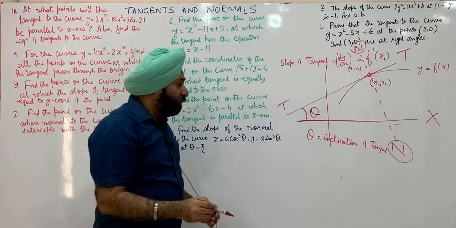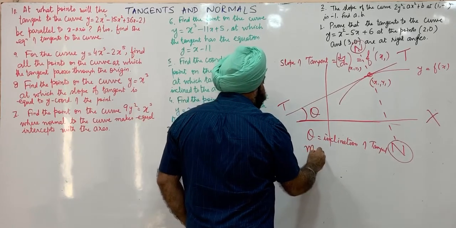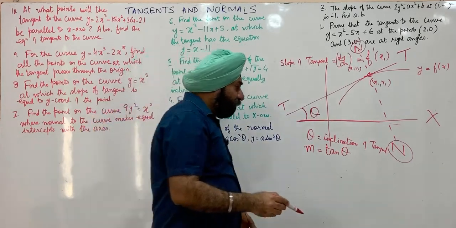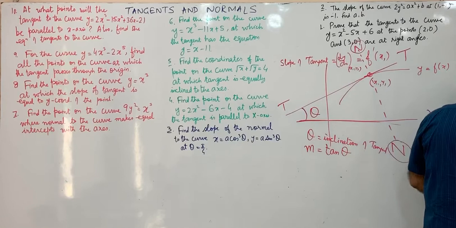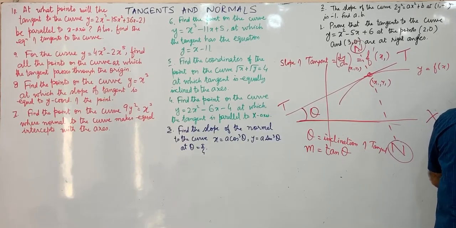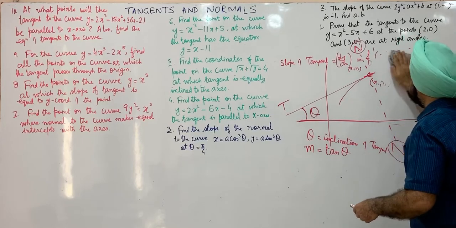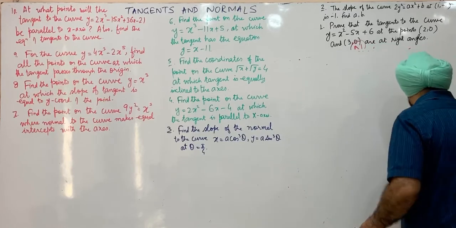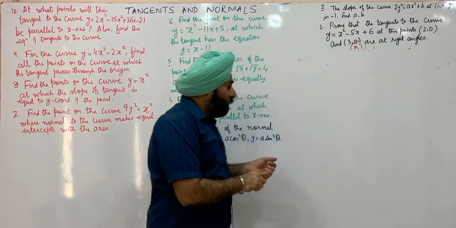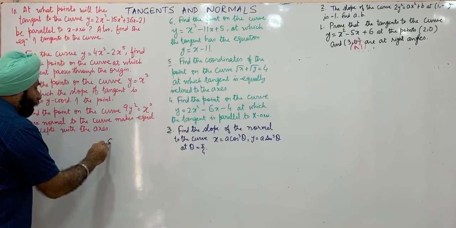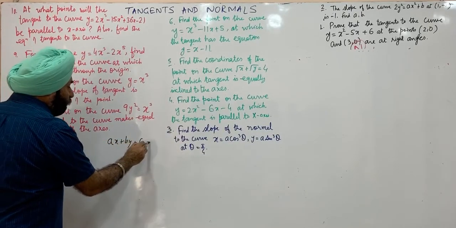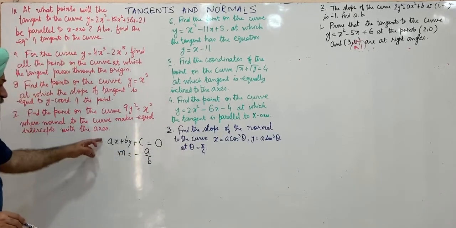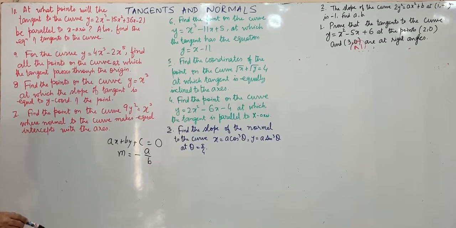So what is slope? Slope is tan of inclination. Slope we write with m. This is tan of inclination. We can find out the slope of a line in other ways also. If we know the equation of the line ax plus by plus c equal to 0, then the slope of the line is minus a by b. It's minus coefficient of x upon coefficient of y.